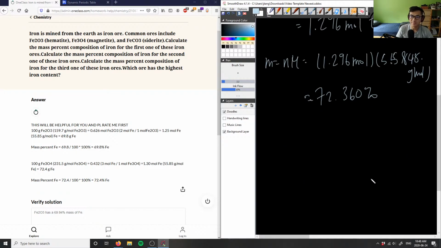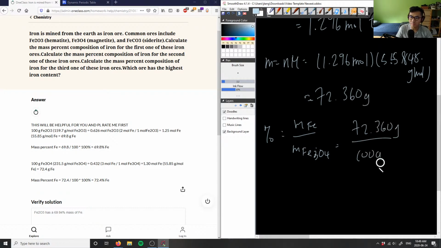And then we can calculate our mass percent, right? So percent is going to equal the mass of our Fe divided by the mass of our Fe3O4, which is 72. Sorry, this isn't percent. This is in grams. 72.360 grams divided by 100 grams times 100%. This is going to give us a value of 72.36%. And this is our second one for this guy here. They wrote 72.4, so they rounded, which is also correct.